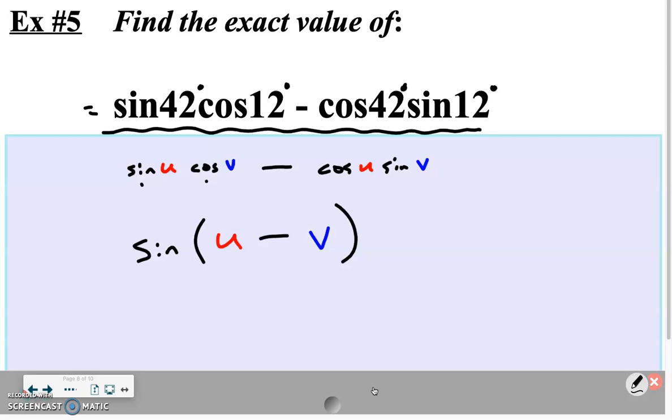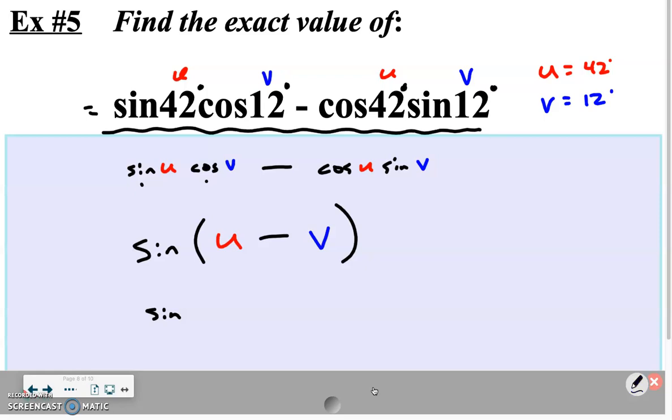So what we're saying is that this piece that we were given is the sine difference formula. So now, from step 1 to step 2, to simplify things, instead of looking at things in terms of 42 degrees and 12 degrees, we started calling it u and v. I suppose what we were doing is allowing u to be the 42 degrees and v to be the 12 degrees.